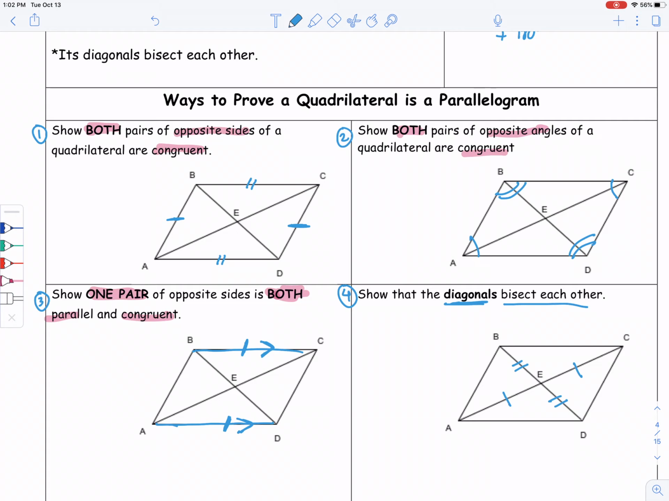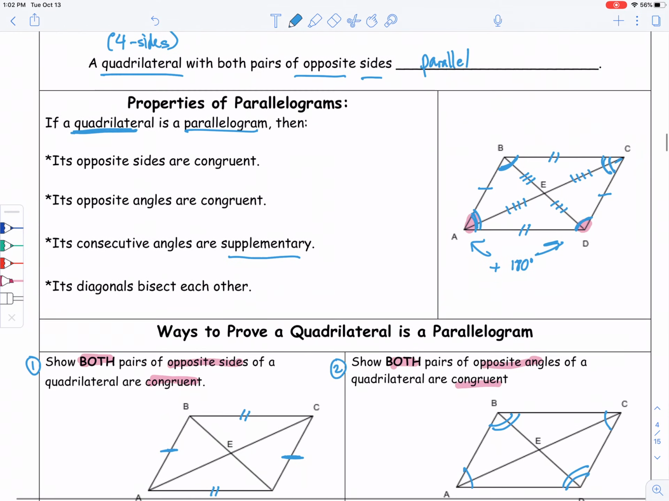In class, we're going to go over these ways to solve some problems. So right now, before class, I want you to be able to understand or familiarize yourself with each of these four ways and the properties of a parallelogram.